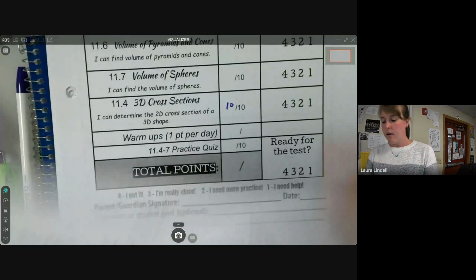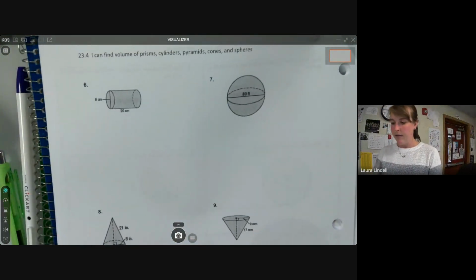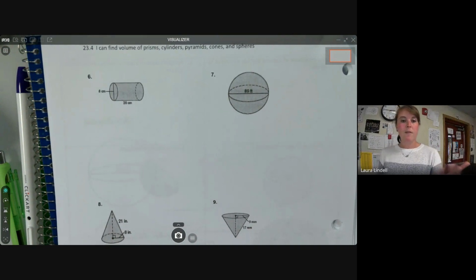And then on the back side, you've got a couple more problems to try. So you've got 6, 7, 8, 9, 10. So we're doing this page front and back, and you should have some time to go do it right now. So get started, have fun.